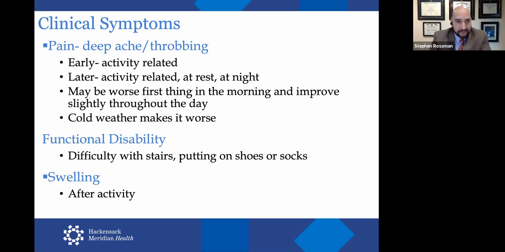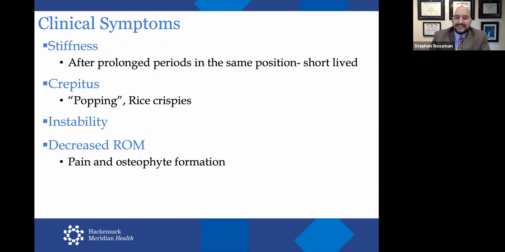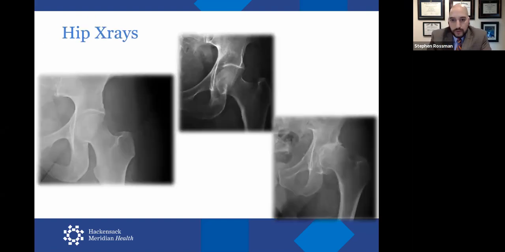You can get swelling after activity. Again, you can get stiffness if sitting for a long period of time. You may have cracking or popping in the knee or the hip. There can be some instability, difficulty walking, decreased range of motion. All these things are just basic things that can happen. And certainly if you have any of these things, if it doesn't go away after a day or two, that might be a time when you want to go to your doctor and get it checked out.